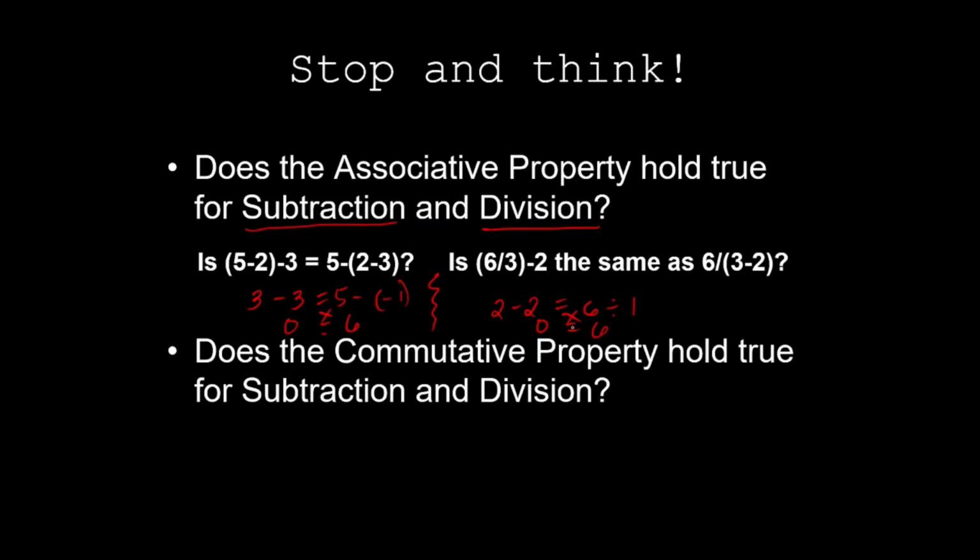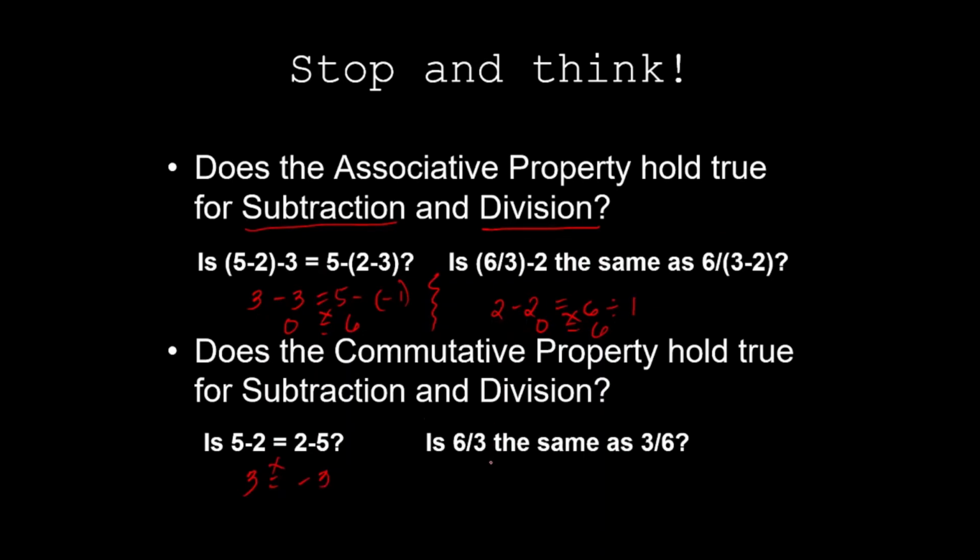How about si commutative property? Does it hold true kay subtraction and division? Let us try. Is 5 minus 2 the same with 2 minus 5? Is 6 divided by 3 the same with 3 divided by 6? Let's try. 5 minus 2 is 3, whereas 2 minus 5 is negative 3. So basically, commutative property does not work in subtraction.